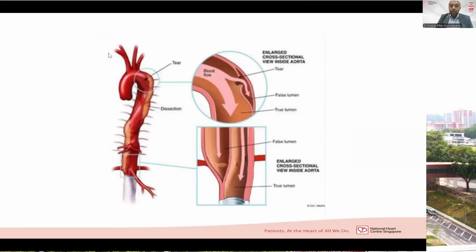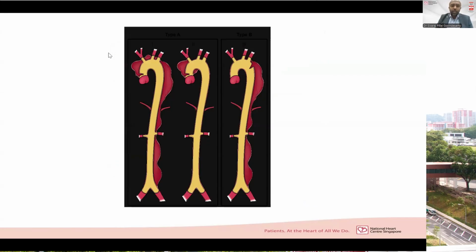As you can see, when blood flows through the right channel, it goes to the organs properly. But once there are two channels and the other channel becomes bigger, the organs, the kidneys, your legs, your brain may be devoid of blood supply, which causes problems. And depending on where the tear happens, when it's very close to the heart, like the first two pictures, versus when it's away from the heart, the management is completely different.